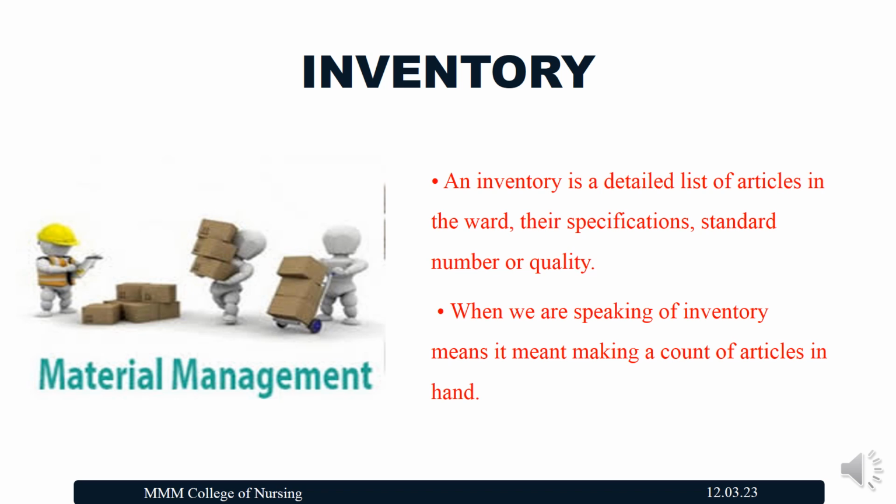But indent is different. Indent means what articles are needed for our ward. Those articles we should get from the medical store or outer supply unit, that we call indent. Purchasing new things is called indent. Inventory means whether the articles are available or used in a proper way, counting the things, maintaining the things.